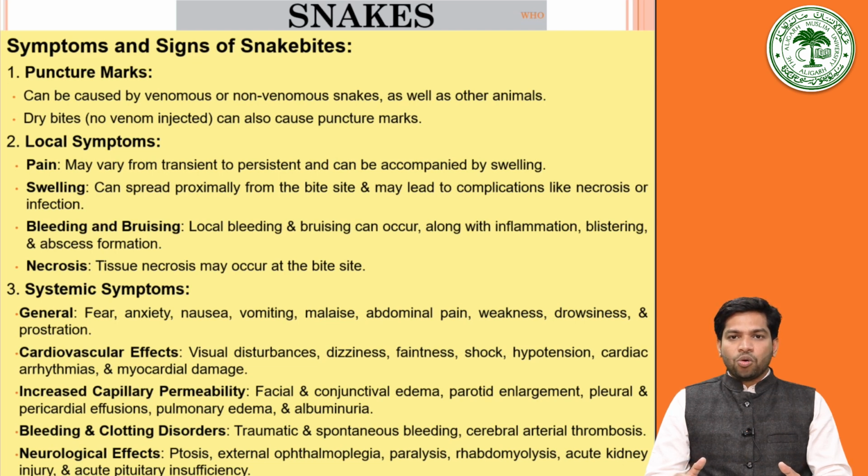Then, apart from the local symptoms, the body may have systemic symptoms according to the venom composition. General symptoms are presented by the patients out of the fear and anxiety of the snakes, that may be fear, anxiety, nausea, vomiting, malaise, abdominal pain, weakness, drowsiness, prostration, and many times even when the snake is non-venomous.